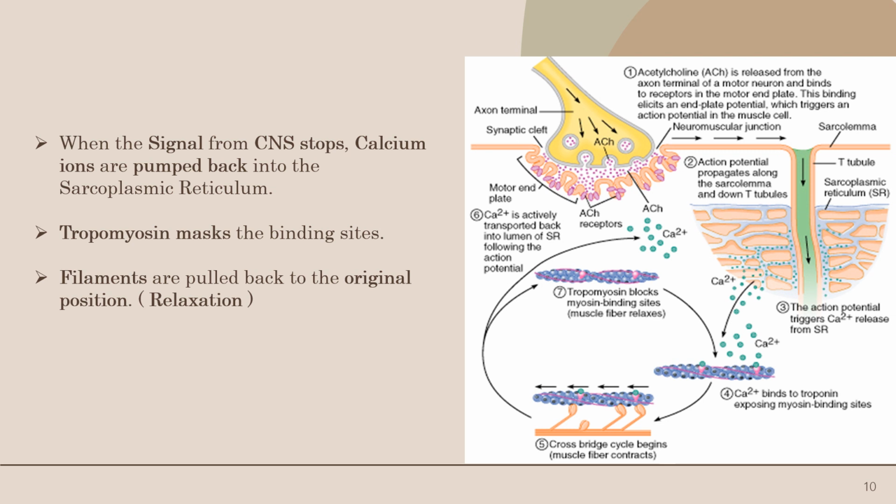When the signal from the CNS stops, calcium ions are pumped back into the sarcoplasmic reticulum. Tropomyosin masks the binding sites. Filaments are pulled back to the original position. Relaxation.